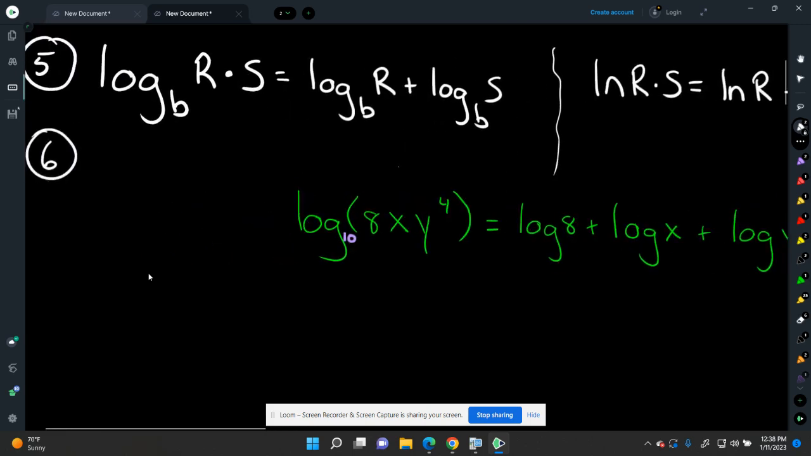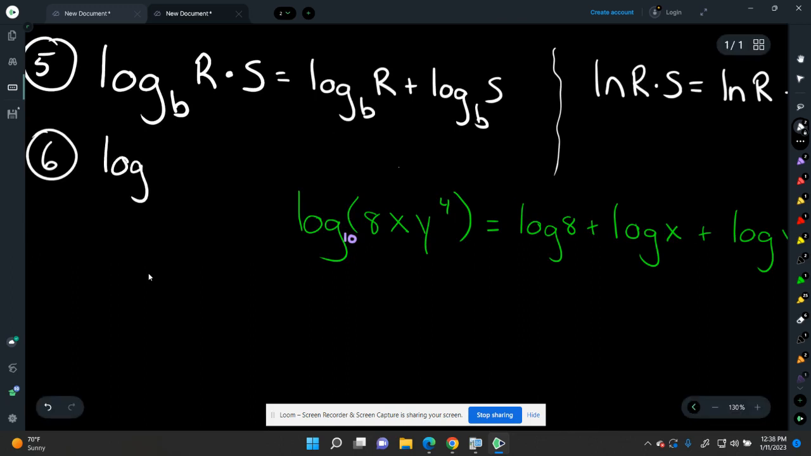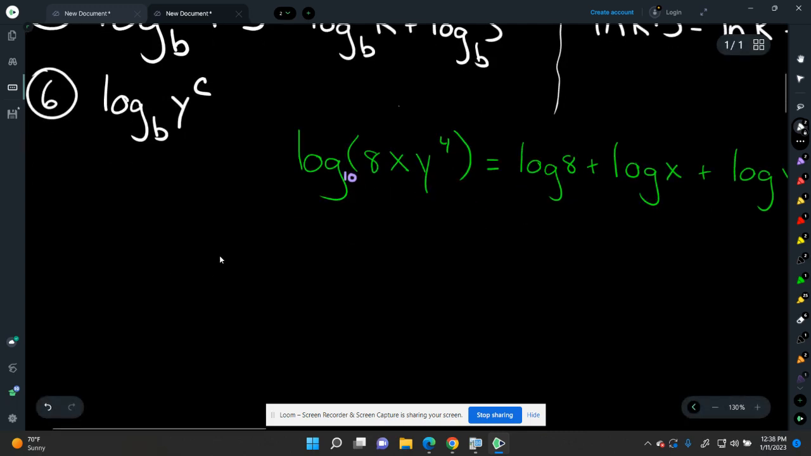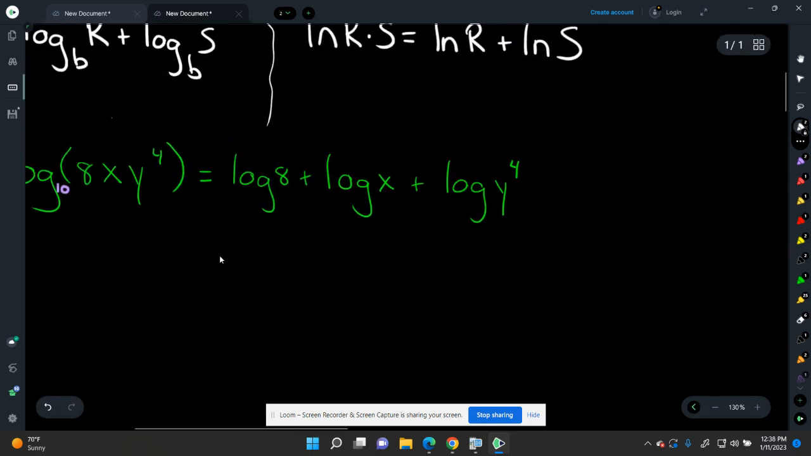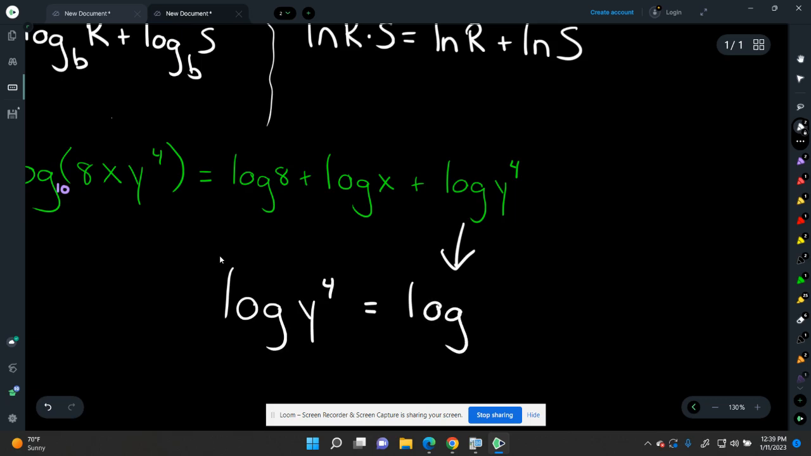Okay. So here's our next property. Log base b of y to the c. Now, before I tell you what that's equal to, let's think about what that actually means. Let's look at an example. Actually, I'll use this one as my example: log of y to the 4th. Well, what does y to the 4th mean? Go back to your algebra. What does y to the 4th mean?